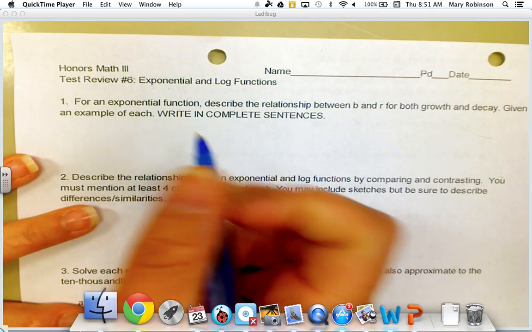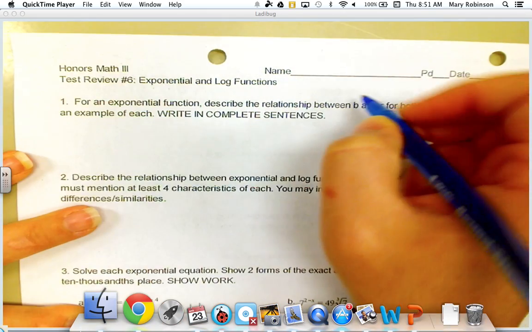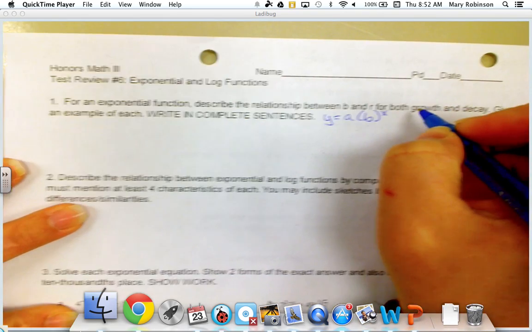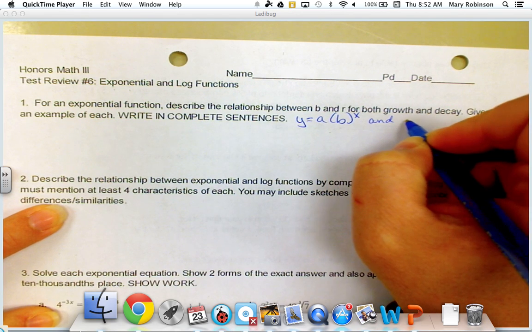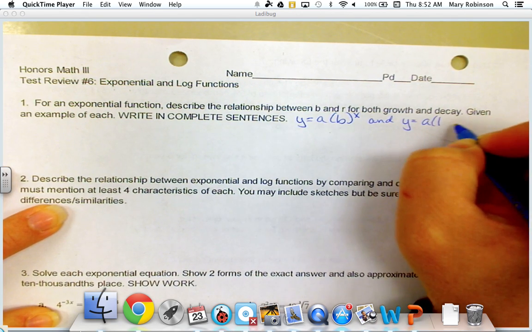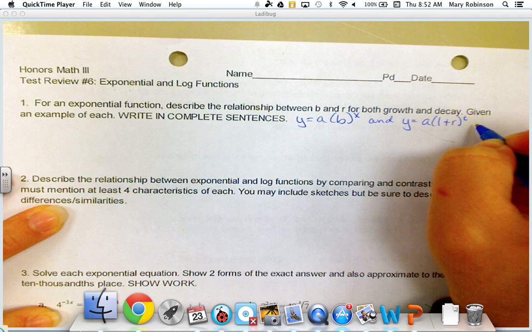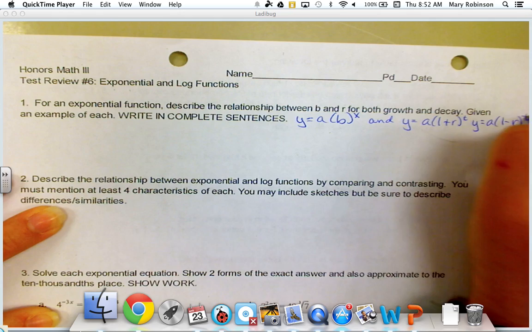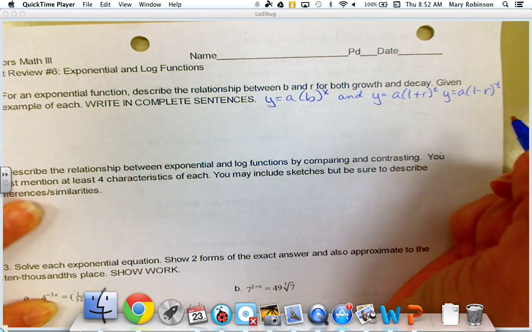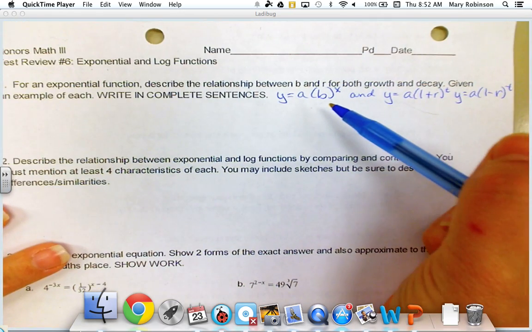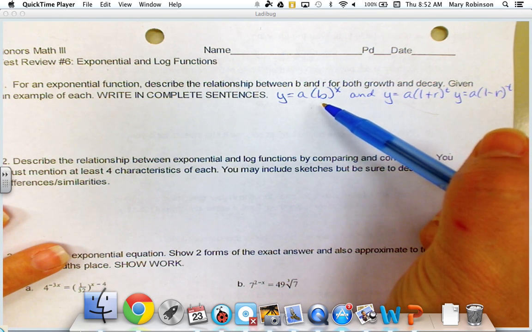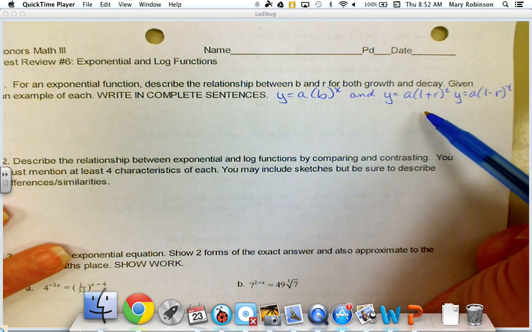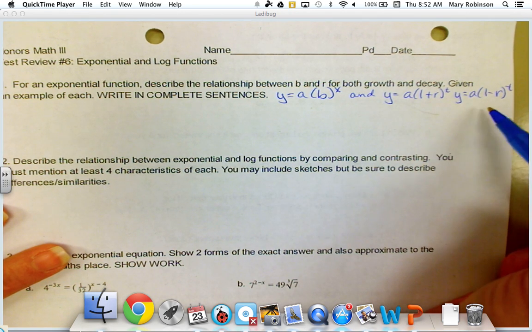For this question, what we need to recall is the relationship between y equals a times b to the x and y equals a times 1 plus r to the t, and of course y equals a times 1 minus r to the t. So if we recall these formulas, we should recognize that for an exponential function, it's growth if b is greater than 1, and decay if b is between 0 and 1. This is also a growth equation, and this here is the decay equation.